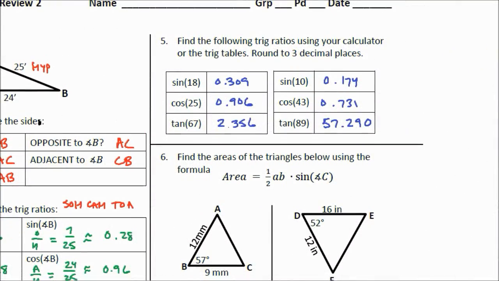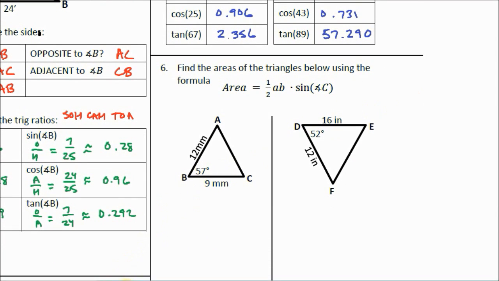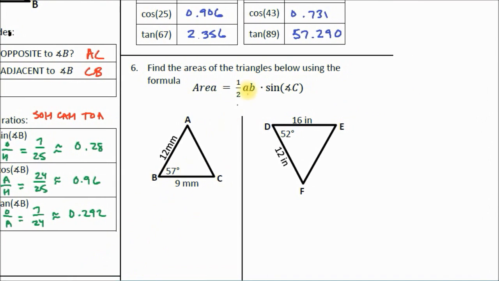Test review sheet number 2, question number 6. Find the areas of the triangles below using this formula. This is the way in your flip book we learned to use sine, or use trigonometry, to find the area of a triangle. So you can find the area of any triangle without knowing the height of the triangle, as long as you know two sides and the included angle.